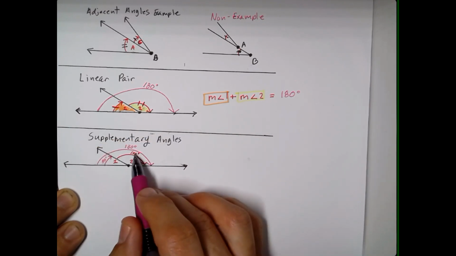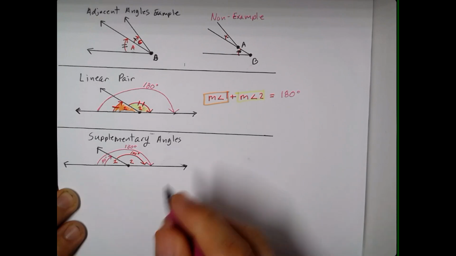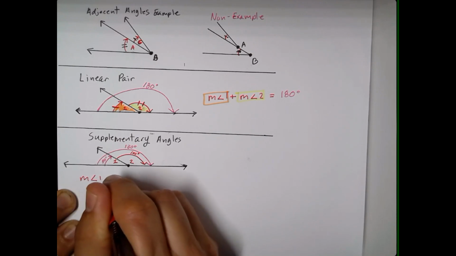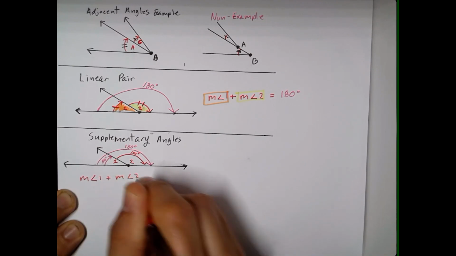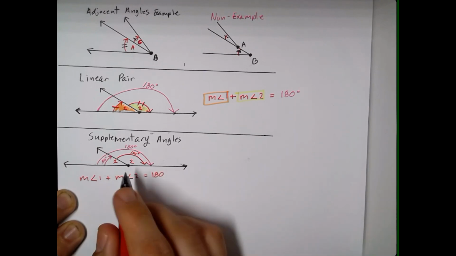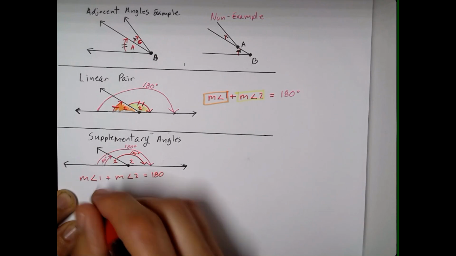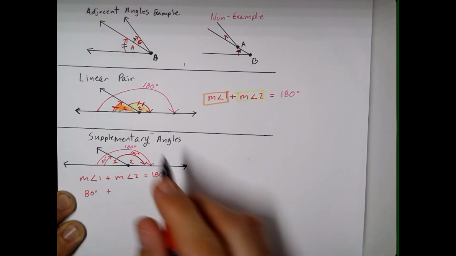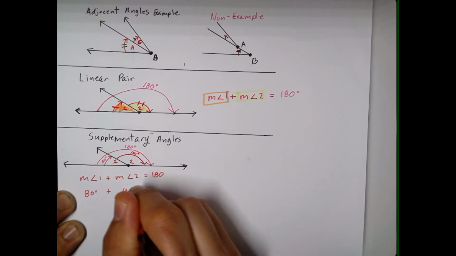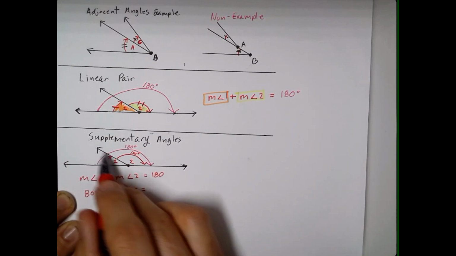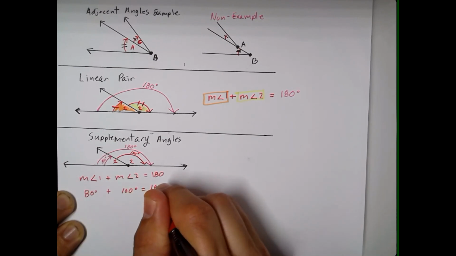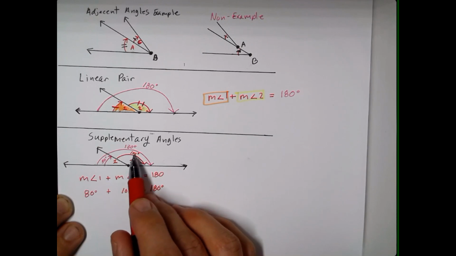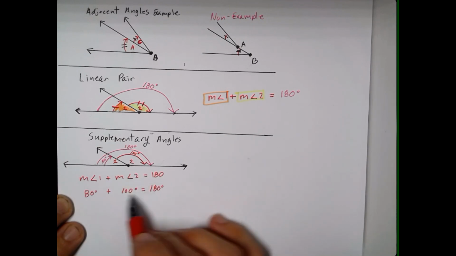So 80 plus 100 equals 180. Hopefully having some numbers here helps out. I'm going to put the measure of angle 1 plus the measure of angle 2 equals 180. The reason why: the measure of angle 1 is 80 degrees, and the measure of angle 2 is 100 degrees. Now, of course, I didn't draw these very accurately, and I didn't measure this to see if it's actually 80 degrees. I just want to show you what I mean. So angle 1 is 80 degrees, angle 2 is 100, and if you add that together, it equals 180.